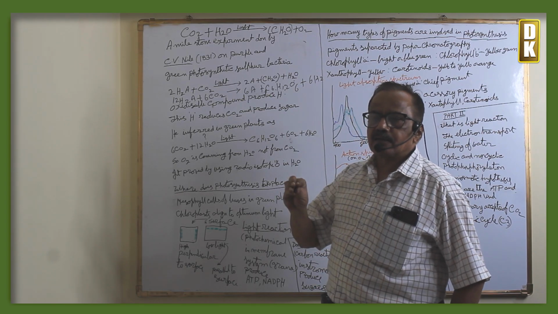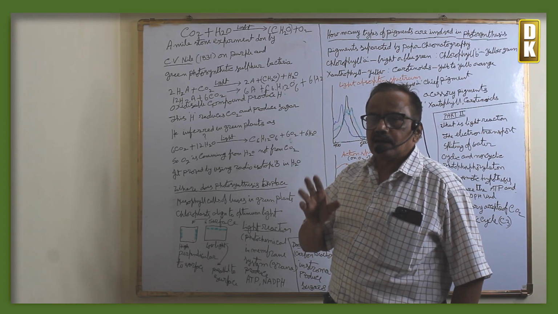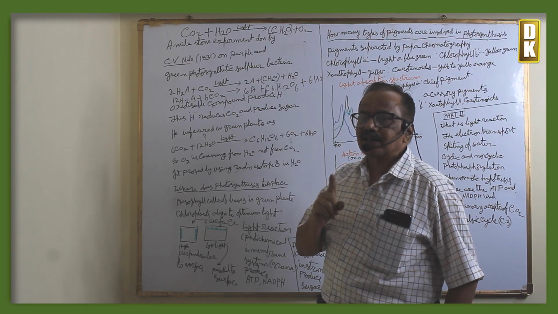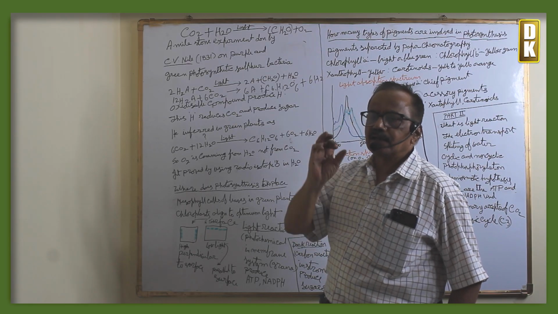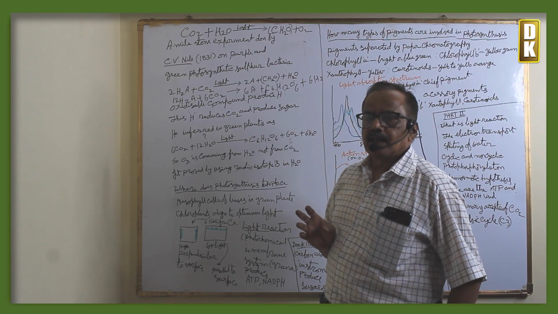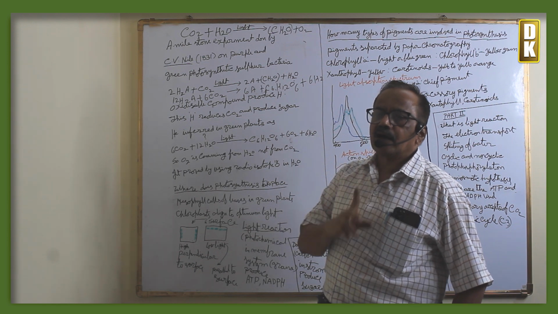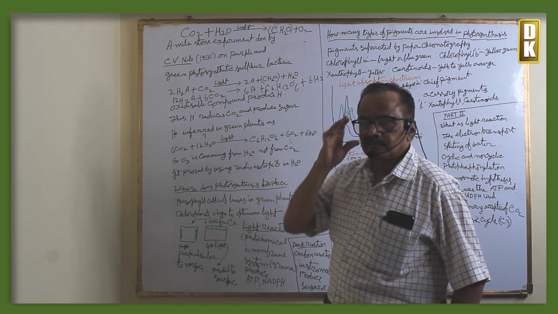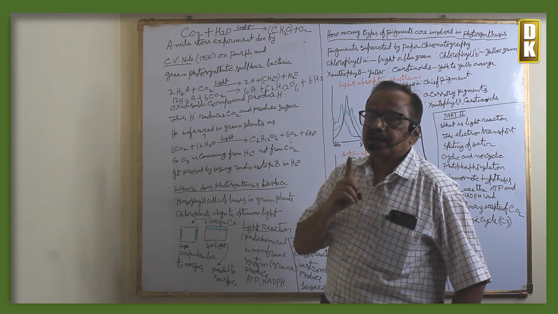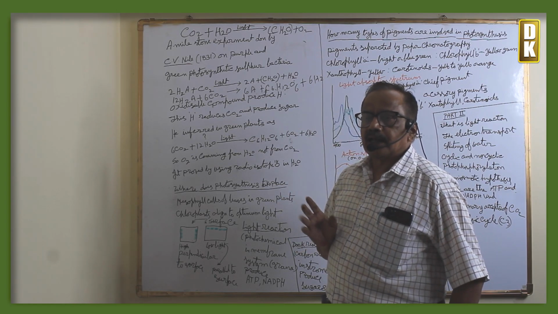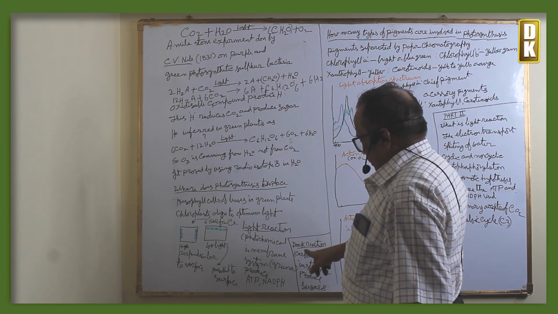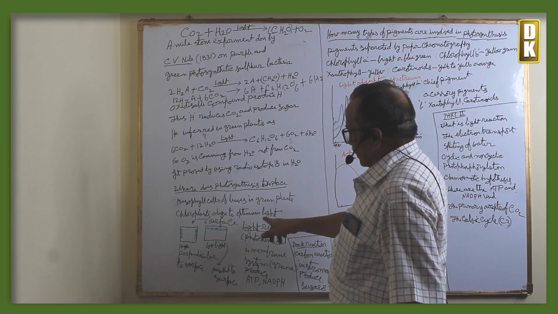The membrane system will tap the sunlight because chlorophyll is present in the thylakoid, that is grana, and stromal lamellae will have the chlorophyll. It is the most important question for the NEET. So they will do the light reaction. Light reaction is also called the photochemical reaction.